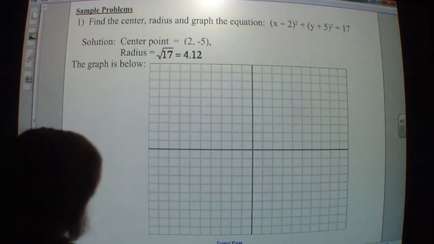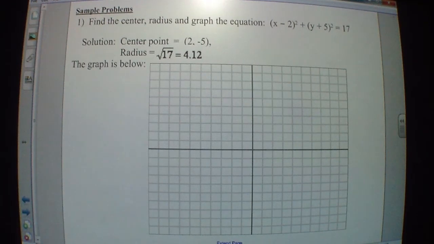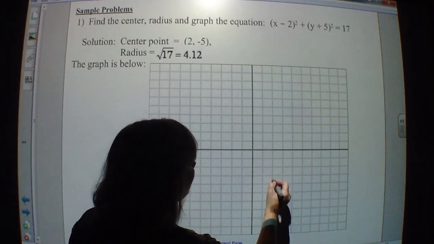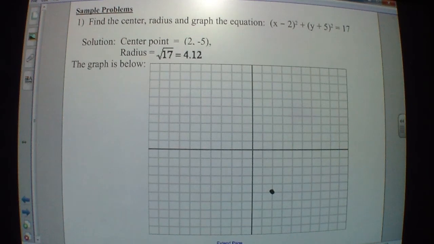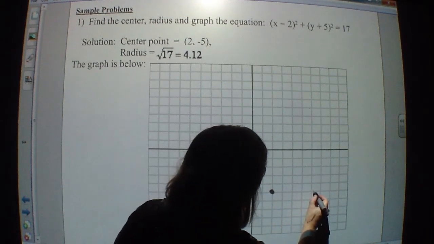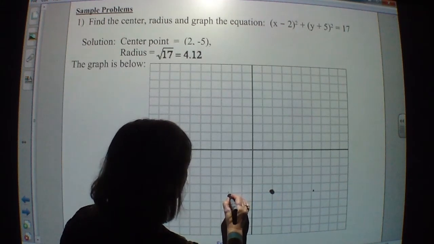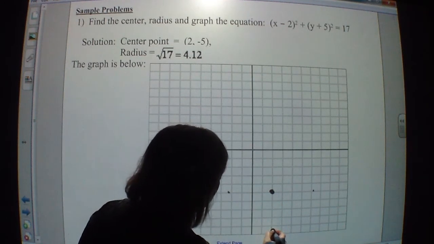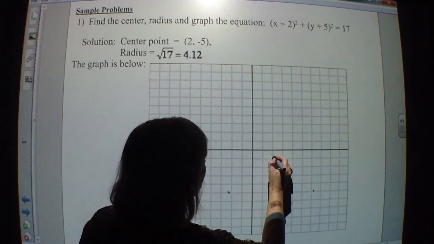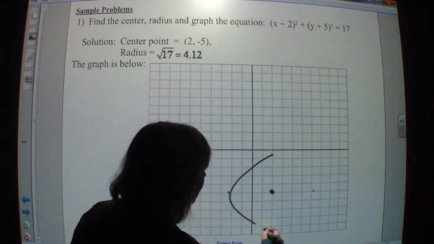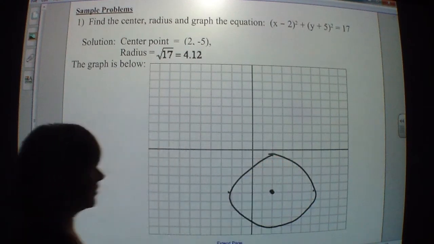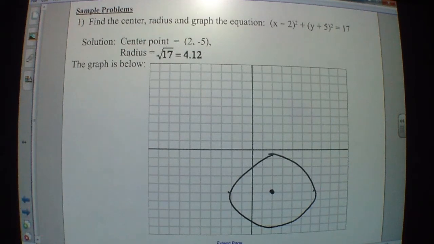So let's graph it. Center, 1, 2, 3, 4, 5. So there's my center. And my radius is a little over 4. 1, 2, 3, 4, a little over 4, in each direction. And then now that you have that, connect the dots. And I'm not a very good artist, but there's my circle. What's supposed to be a circle.